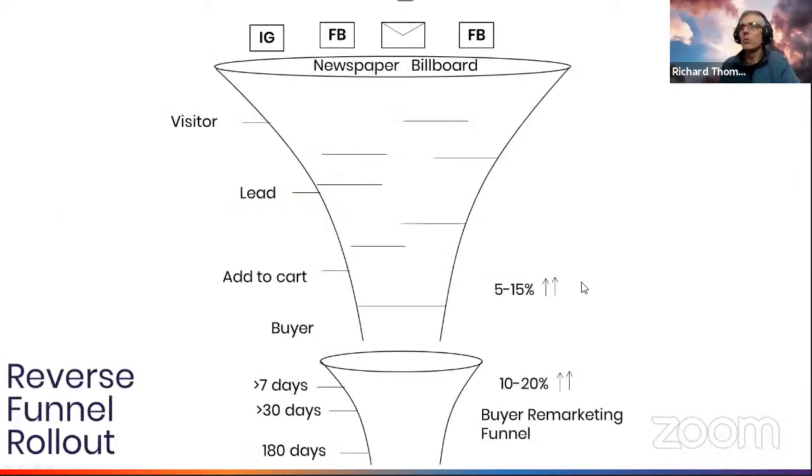And then you can work your way back to the top and look at using bots for generating leads further up, and even website retargeting to those visitors at the top. That's going to add less value. So that's why it's more effective to start with your buyers and then move back up. This is why we call it reverse funnel rollout.